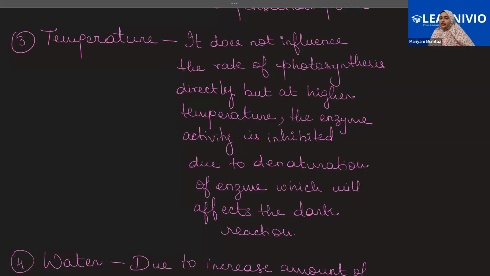Why? Tell me one thing, students, if the name of the reaction is the dark reaction, does that occur in the dark? No, ma'am. Then why is it named dark reaction? See, it does not depend upon light directly. Exactly. Because it does not depend on the light directly, isn't it? But it depends on the products of the light.